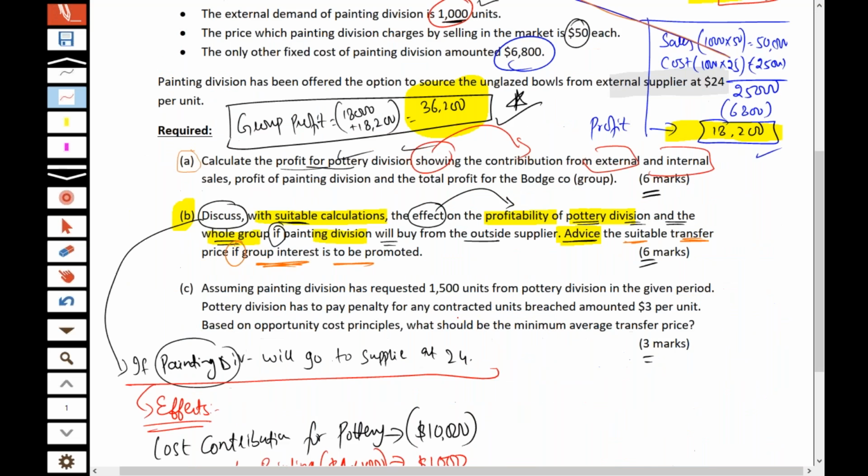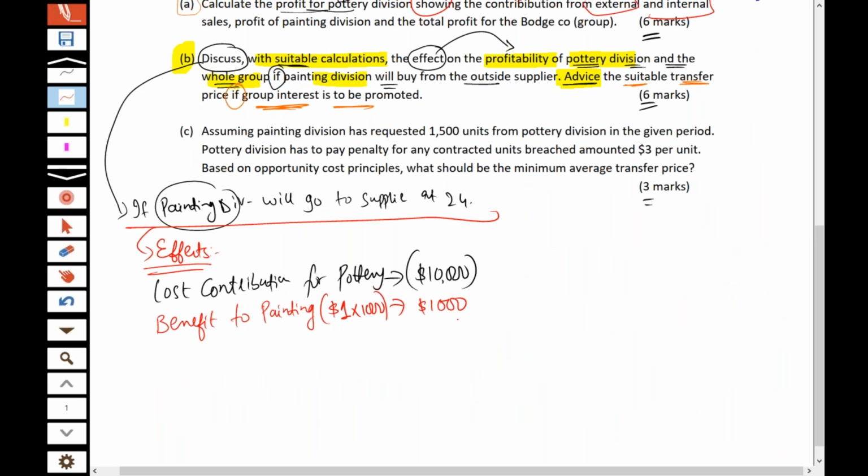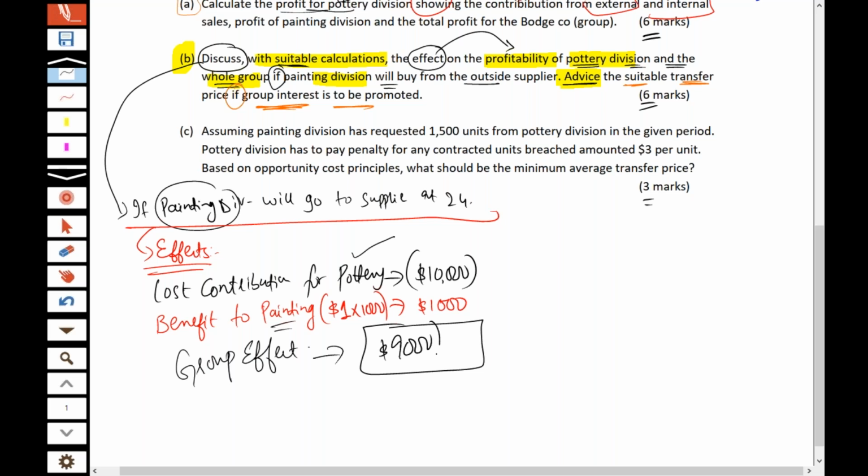Now listen to me very carefully. Treat this whole group as a single family. If one cousin brother is not purchasing from another cousin brother and is going outside the family, then the pottery division will be losing 10,000 contribution, and painting will be gaining. What will be the group effect? The profit which was retained in this group will now go out. The group effect is a 9,000 loss to the whole group.